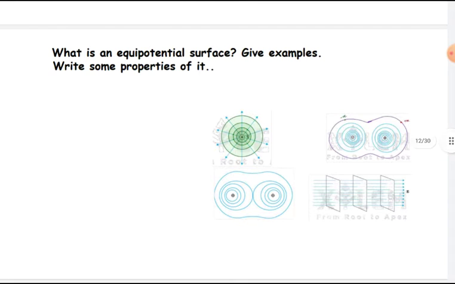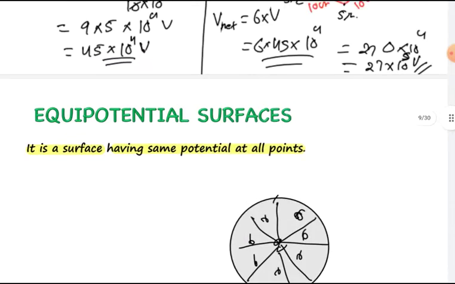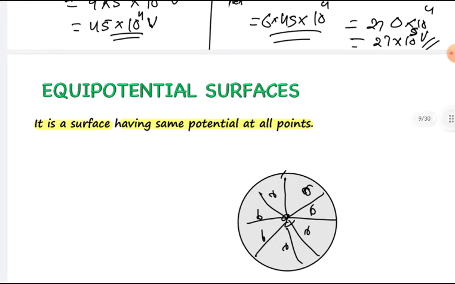Okay, the next question, what is an equipotential surface? The surface in which all the points have the same potential.